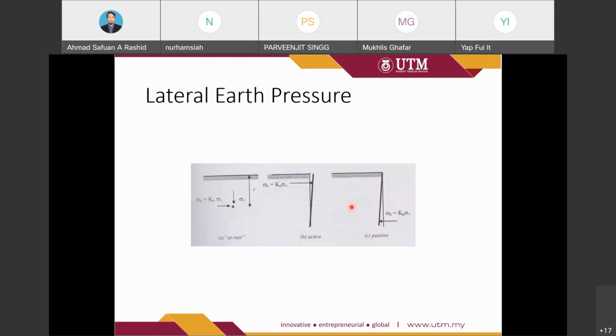This is the illustration diagram showing the condition of the soil after experiencing lateral load at rest, lateral load in active, and lateral load in passive. So this is the compression, this is the expansion, while this is the compression.